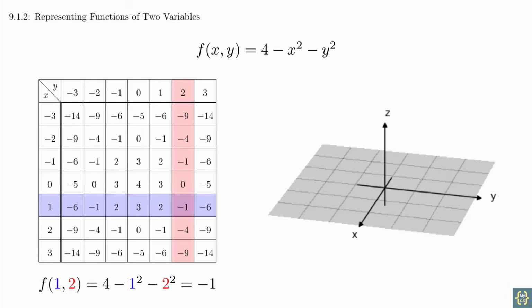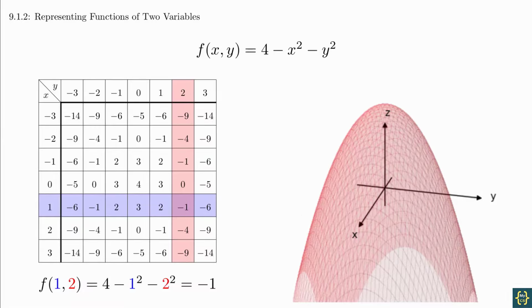Then the output function will be the height relative to the table, with positive numbers being above the table and negative numbers below. We will label this with the z-axis. Here is a graph of the function. Some people describe this as kind of like an upside-down bowl. Technically, this is known as a paraboloid.